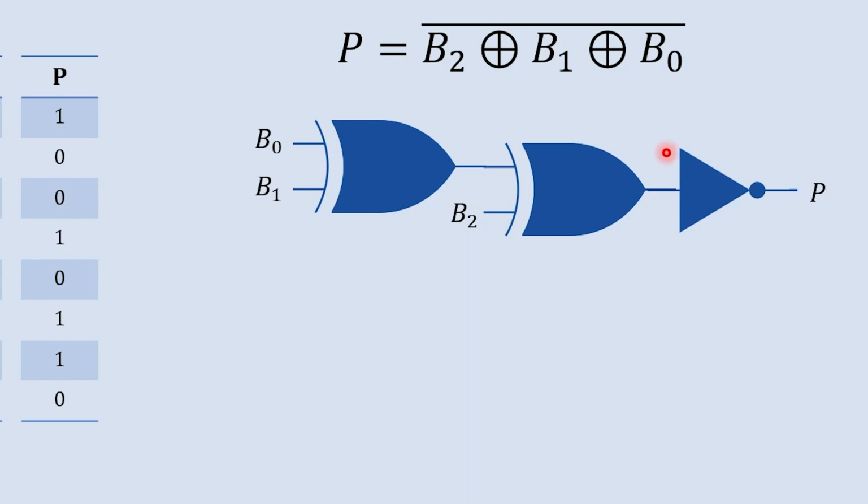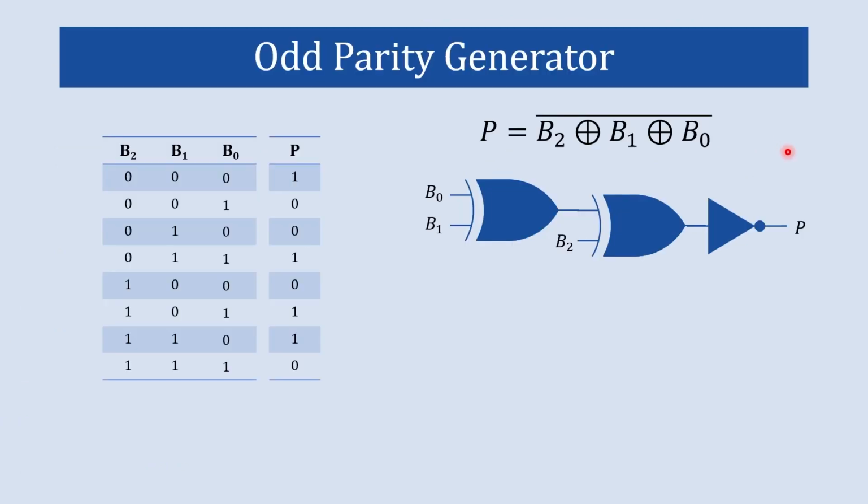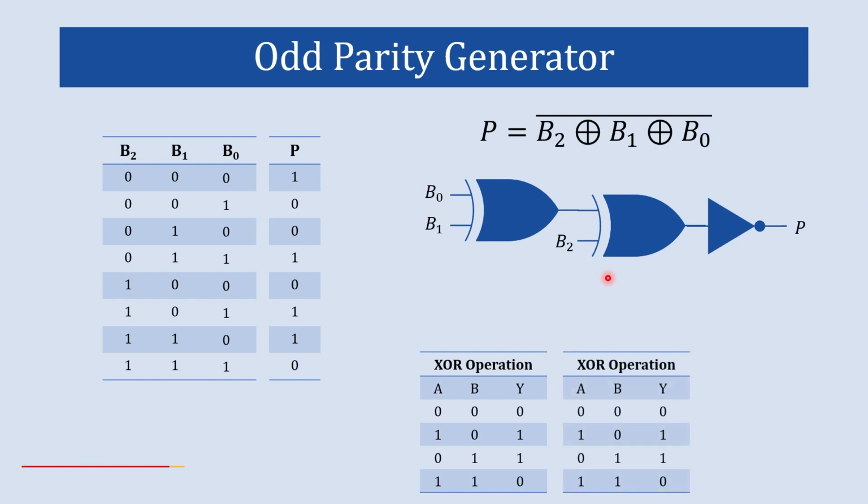And the output of that will be given to the NOT gate in order to do the NOT operation of this boolean expression. And finally we'll get the parity bit. So this is the logical circuit for 3-bit odd parity generator. But now it's time to verify whether this circuit is true or not. We'll write the truth table for this XOR gate and the truth table for this NOT gate.